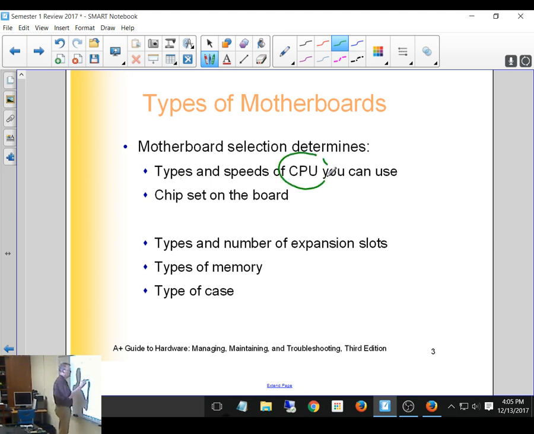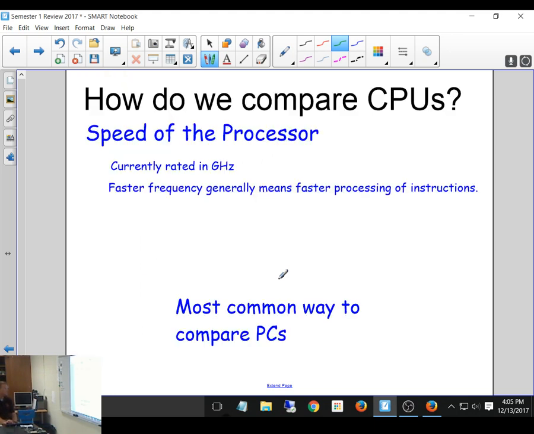Sometimes you choose the CPU because you know what you have to have. Then you choose your motherboard that's going to house that CPU. And while you're choosing the motherboard, you make sure that it holds the memory that you want, the expansion card slots that you want, and those kinds of things. That's the point of the exercise we just did the other day.